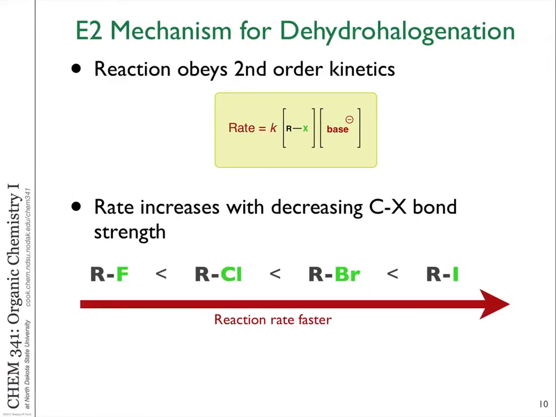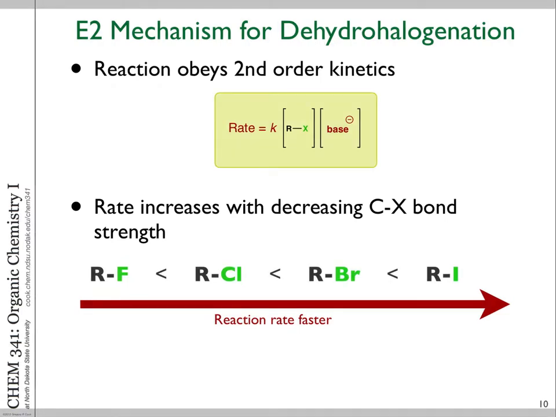Now, what's been observed in this reaction is that it's a second order reaction in terms of its reaction rates, in terms of the kinetics of the reactions. What that means, of course, is that the reaction rate depends on the concentration of two species, both the alkyl halide and the base. And that indicates that the base is involved in the rate determining step. And based on our E2 elimination mechanism, and we'll talk more details about that in a moment, you can see why that would be the case.